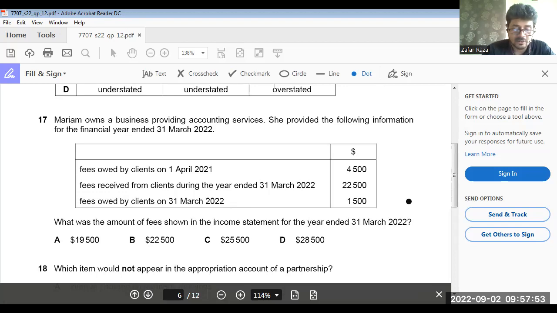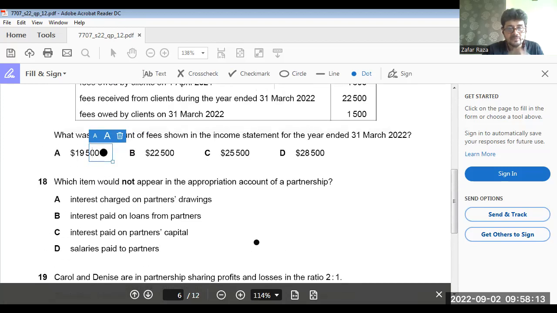I need to have a calculator. Now, 22,500 plus 1,500 receivable at the end of the year minus receivable at the start of the year 4,500, 19,500. A option should be the answer.